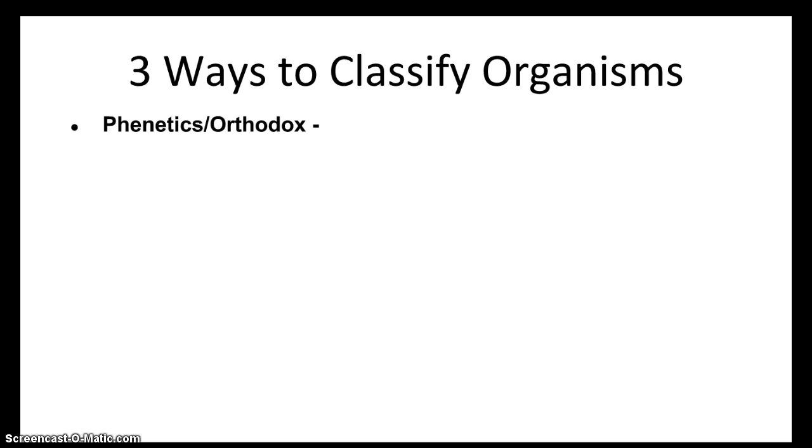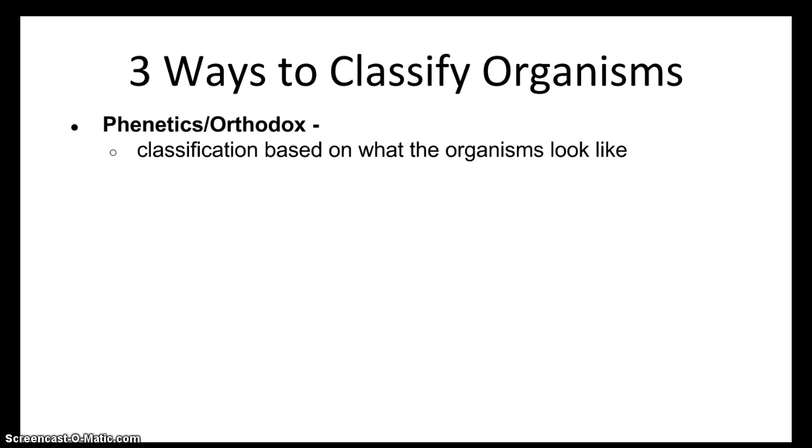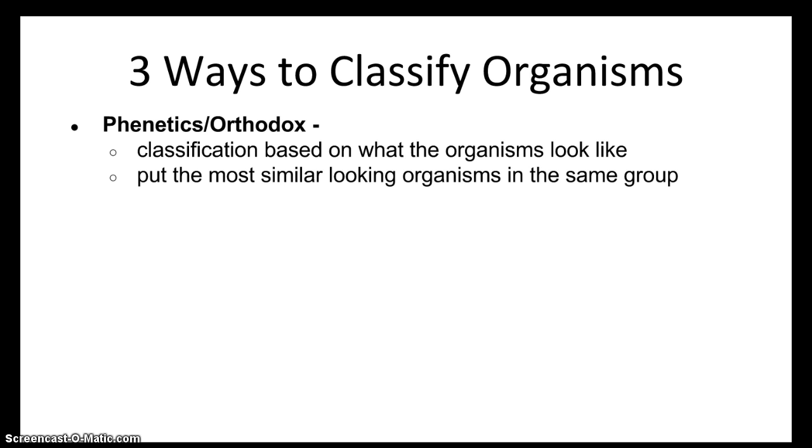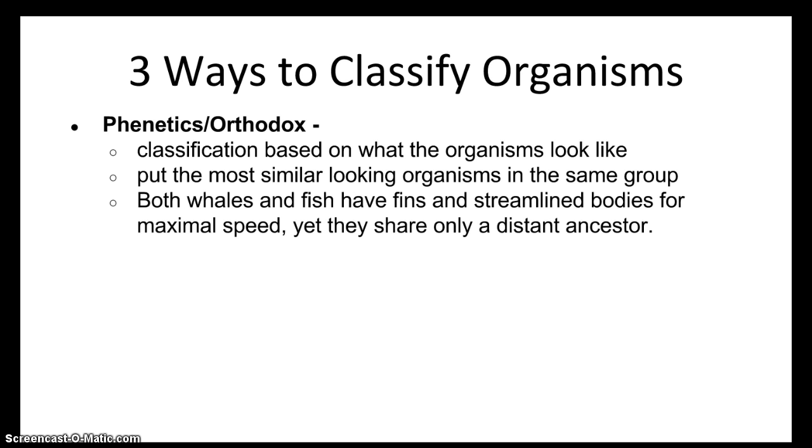The first is kind of old school or orthodox phonetic, and that is classification based on what an organism looks like. It basically puts the organisms that are most similar looking in the same group. The problem with this is that, for example, both whales and fish have fins, so they might be grouped together, but they actually don't share a very recent common ancestor. We could say the same about bats and birds.